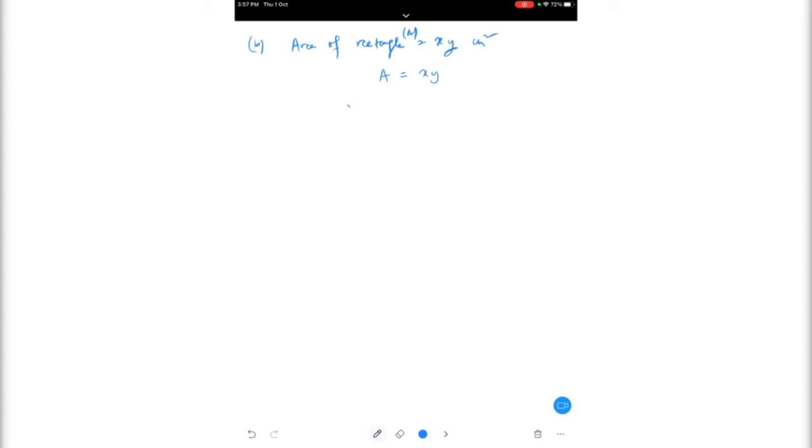So differentiating with respect to time, we get dA/dt. Yes or no? Now can anybody tell me how should I differentiate xy? Think and tell me. Which rule should I use to differentiate xy? Come on guys. Which rule should I use to differentiate xy?